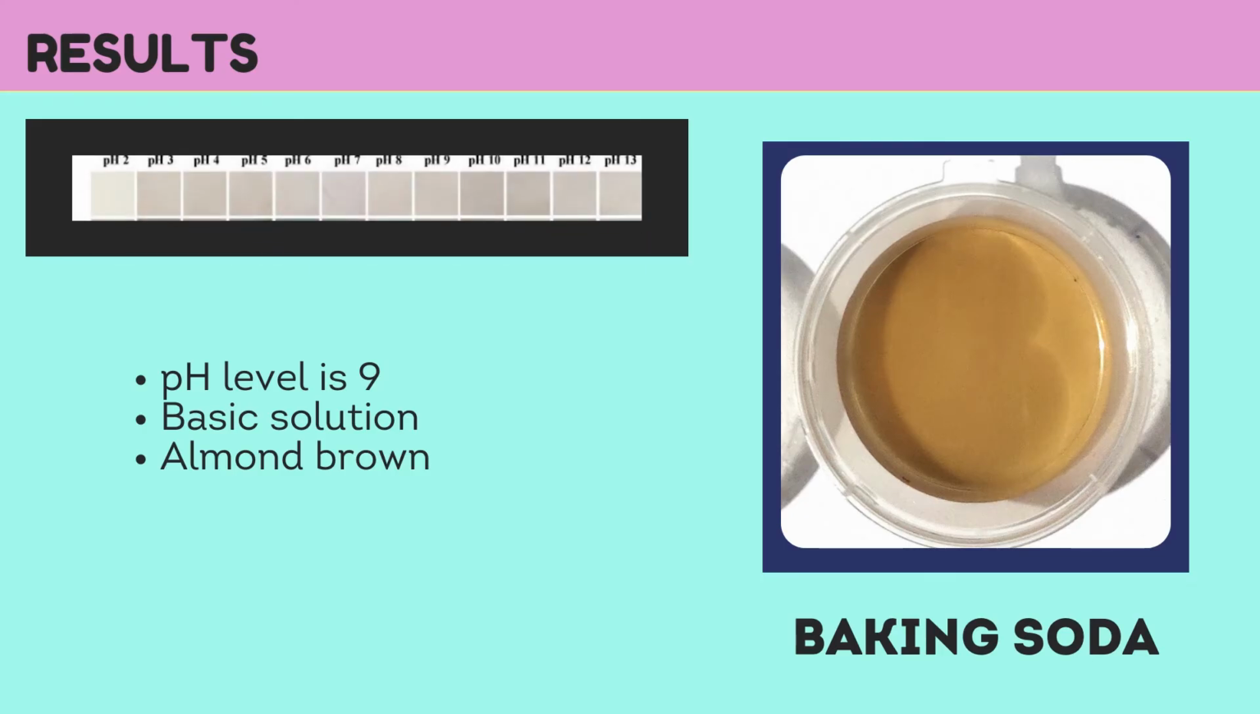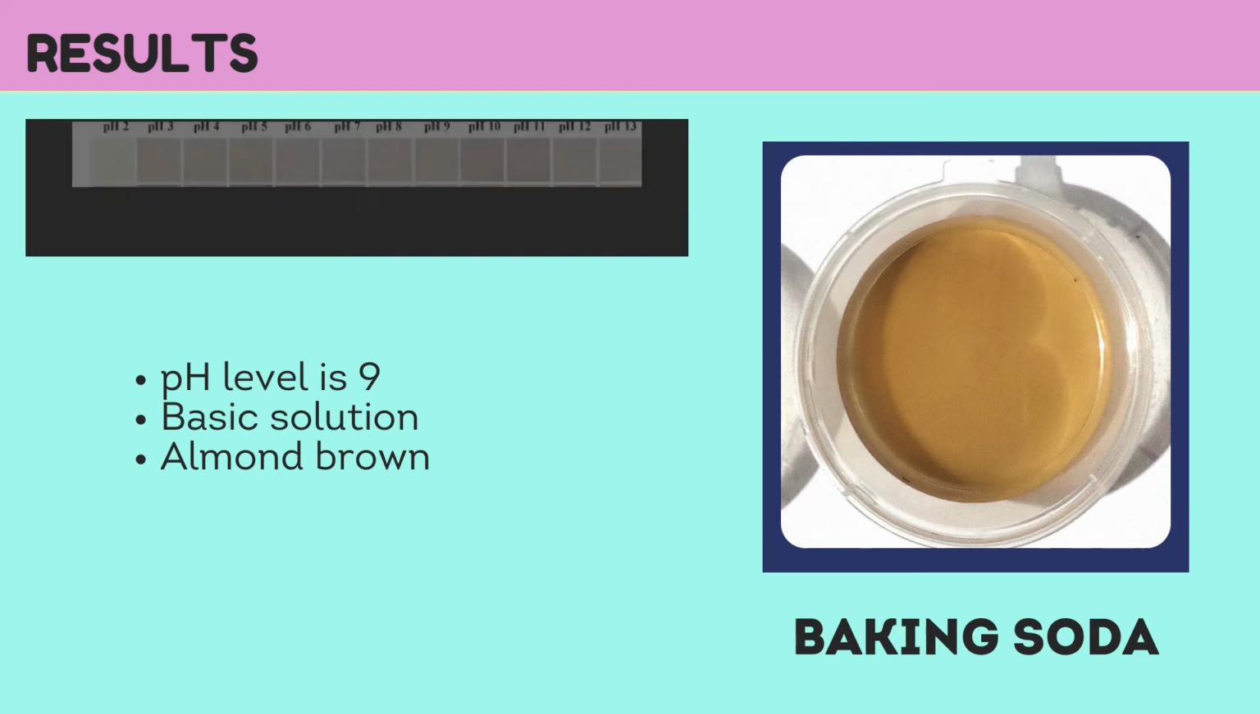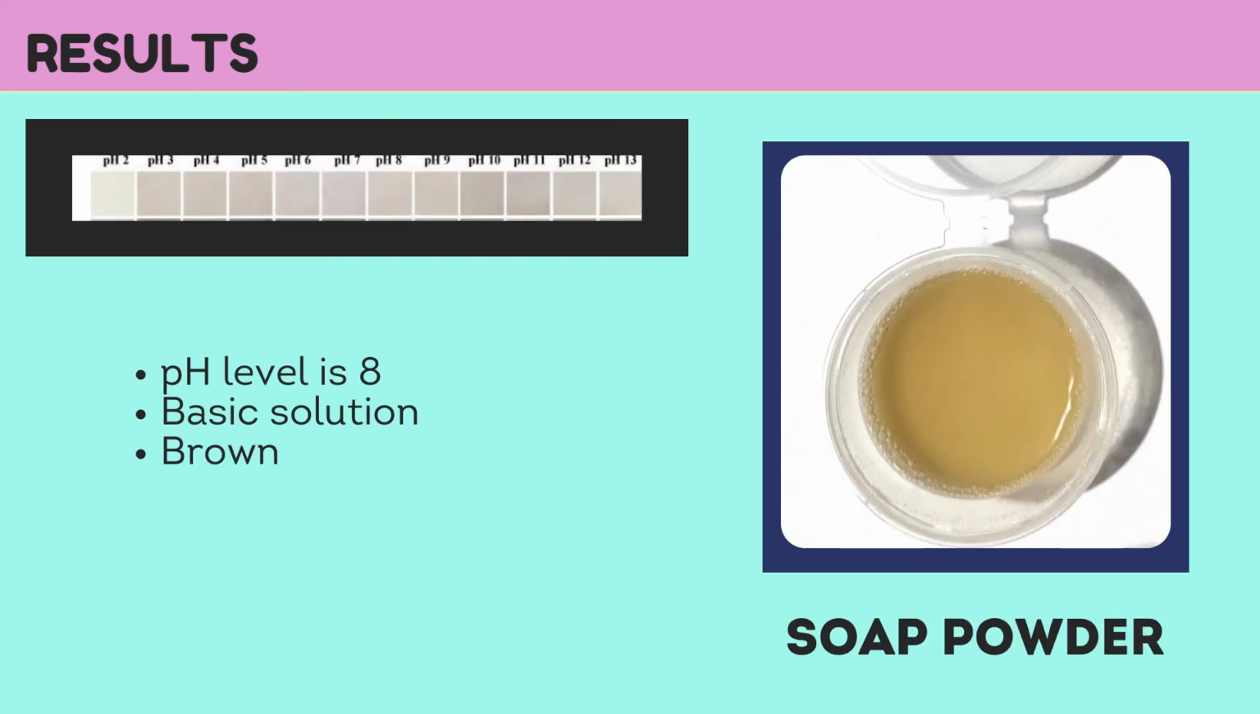In the experiment, baking soda, also called sodium bicarbonate, has a pH value of 9 as it exhibits a color of almond brown. We can say that the sample is a basic solution. The same goes with soap powder. It displays a much lighter color compared with baking soda, and according to the scale, it has a pH value of 8 and is also a basic solution.